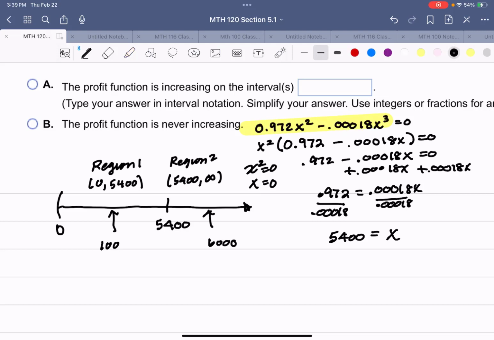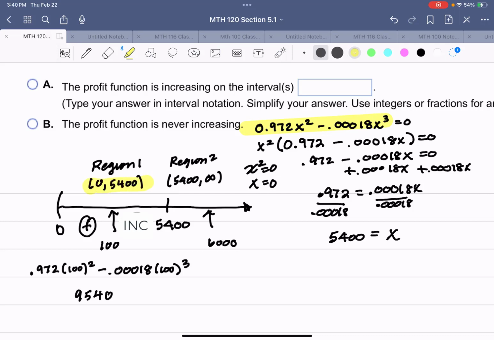So I have 0.972 times 100 squared minus 0.00018 times 100 cubed. I'm just going to type that in my calculator just like that. And this comes out to 9,540. So this region is a positive. It's increasing 0 to 5,400.